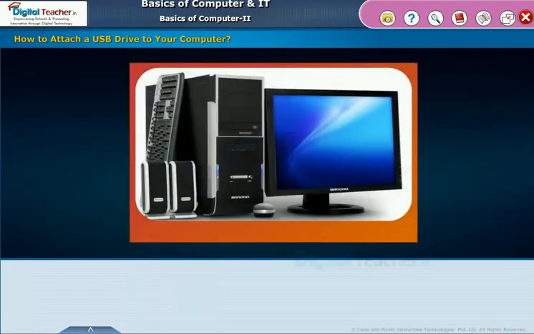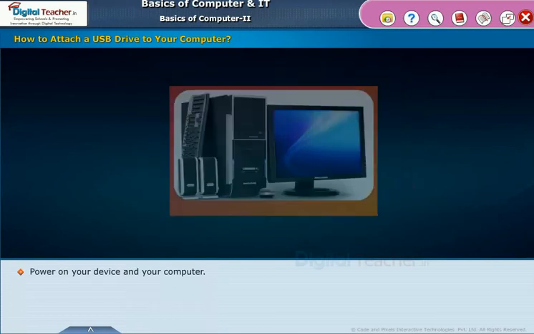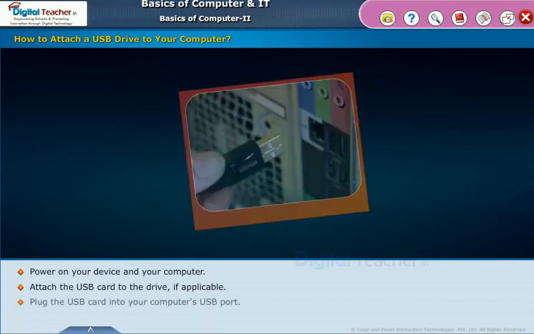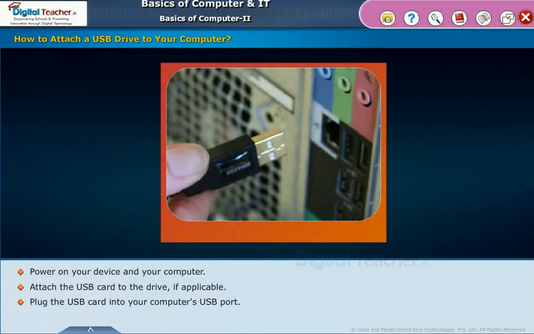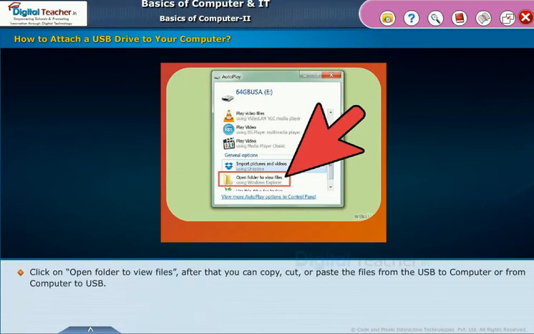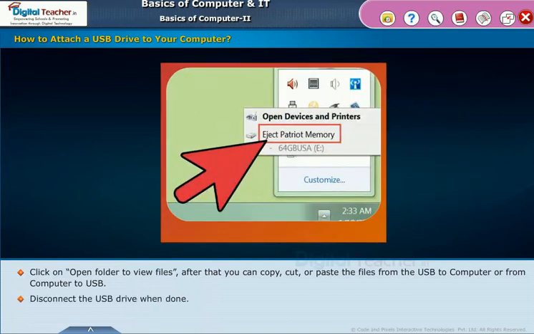How to attach a USB drive to your computer? Power on your device and your computer. Attach the USB cord to the drive if applicable. Plug the USB cord into your computer's USB port. After connecting the USB drive, the screen will be displayed as shown below. Click on Open Folder to view files. After that, you can copy, cut, or paste the files from the USB to the computer or from the computer to the USB. Disconnect the USB drive when done.